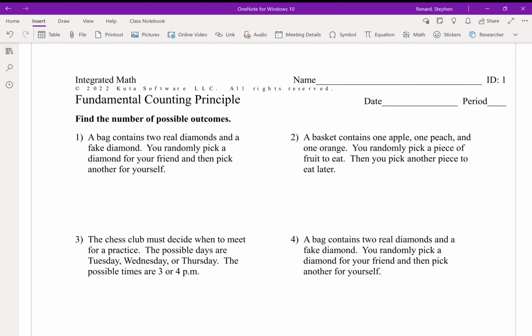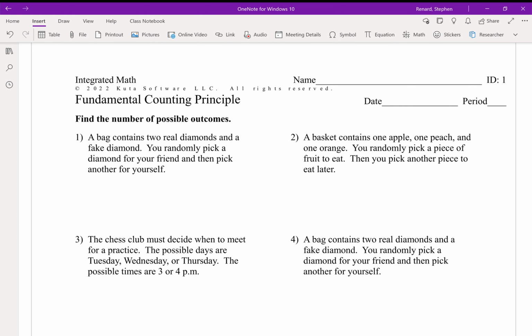So, fundamental counting principle you should have in your notes from yesterday. If there are Q ways to do one thing and P ways to do another, then there are P times Q ways to do them both. Now, I didn't realize this when I printed out the worksheet, but the first 8 problems all have the same answer. So here we go.